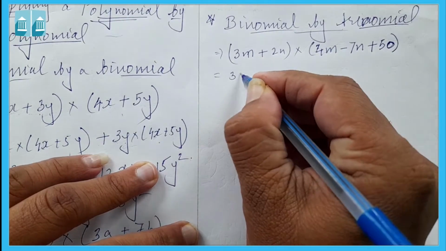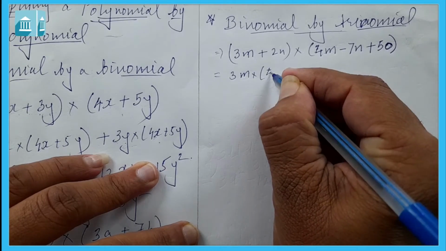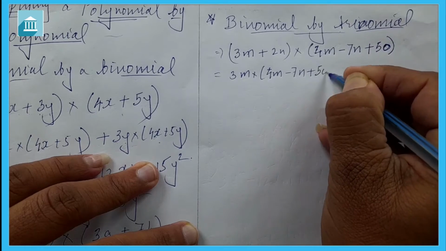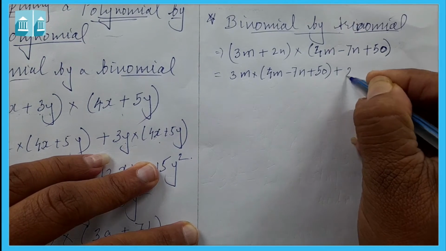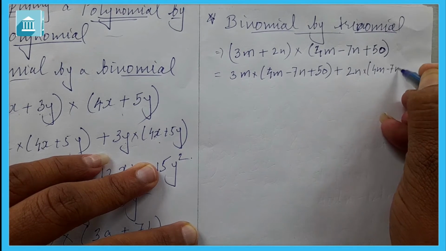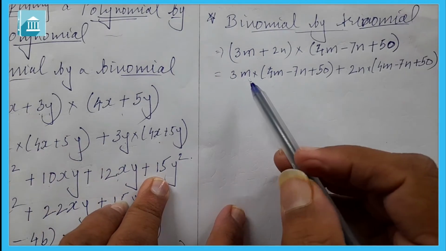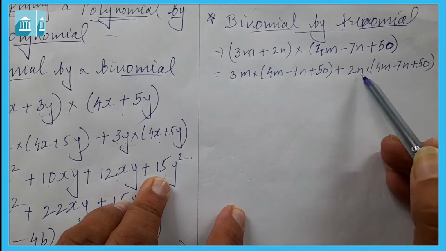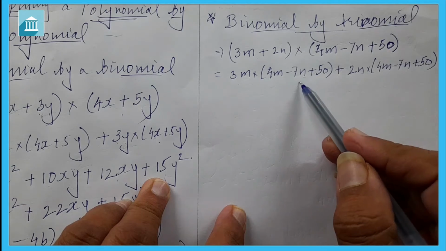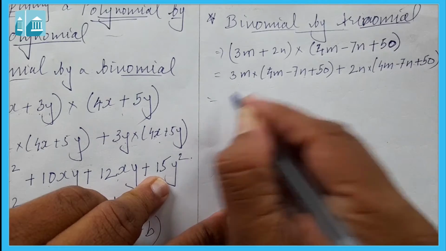First we will take one term, that is 3m, then multiply this with the whole expression, that is 4m minus 7n plus 5o, plus 2n times 4m minus 7n plus 5o. Same as we did in binomial to binomial. Here also we need to do like this. 3m multiplied by this, first one term multiplied by the whole expression. Again here also one term multiplied by the whole expression. Then let us do the multiplication.